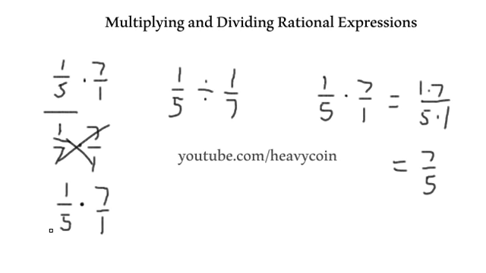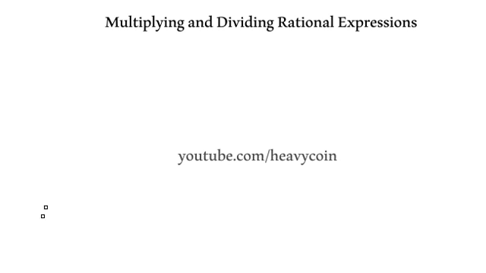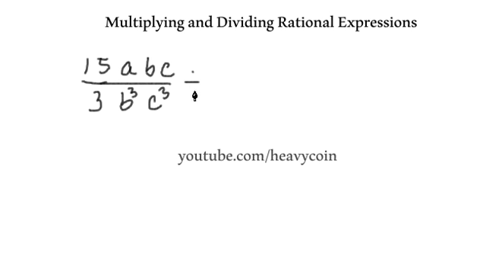Okay, good enough. Let's work some stuff with some variables in it now. Alright, let's try, for example, 15 over 3, A, B, C over B cubed, C cubed, divided by 10 A C cubed, and that's all over 4b c to the fifth.